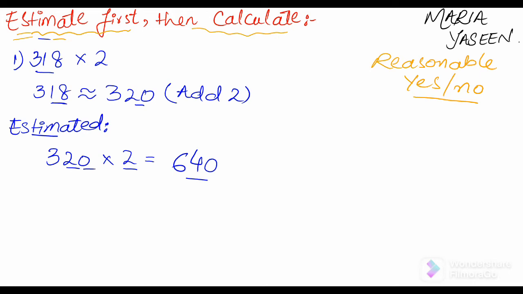There is one thing that you have to remember, that you have added two to make 318 into 320. So it means that this product that we have got in our estimation is our estimated product, which is more than the actual value. It must be more than the actual value. So let's find out the actual value here.